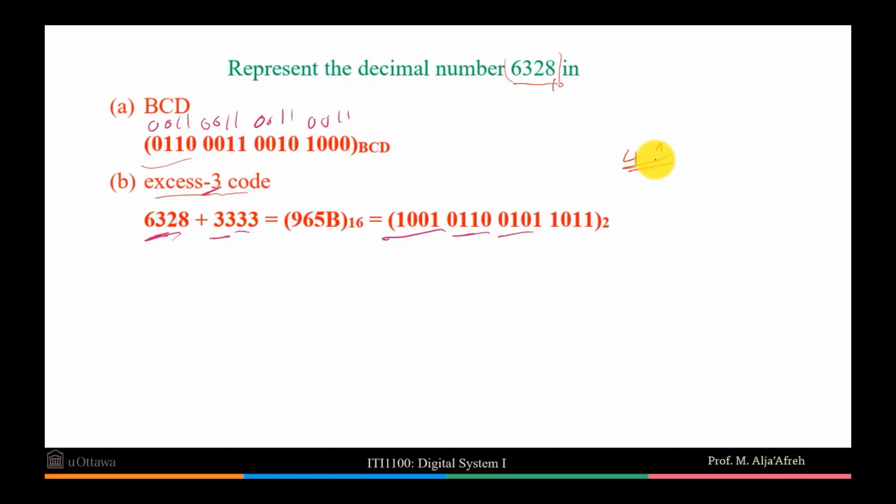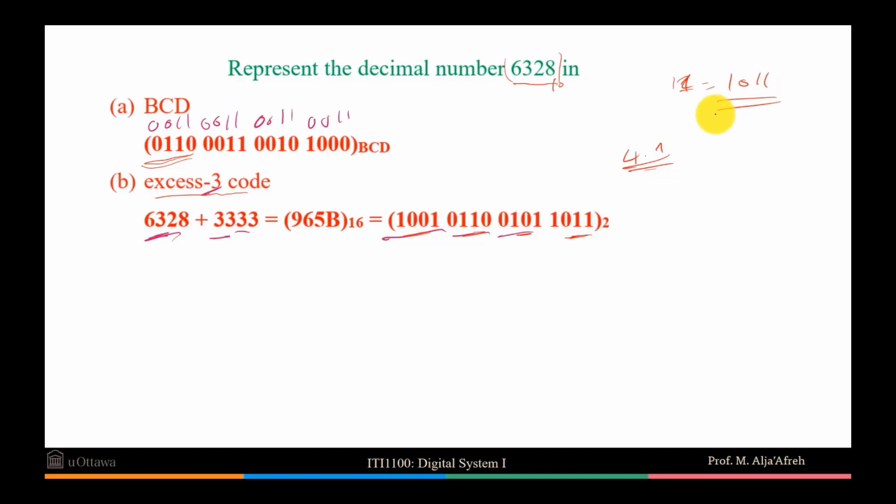Okay, guys. So basically, what you need to do, with this type of code, is to add 3 to each equivalent code in BCD. So if we're going to add 3 to 6, it's going to be 9. That's why I put 9. If you add 3 to 3, it's going to be 6. 3 to 2 is going to be 5, and 3 to 8 is going to be what? It's going to be 12. 12 is equal to what, guys? No, it's going to be 11. Sorry, 11 is equal to 1011.